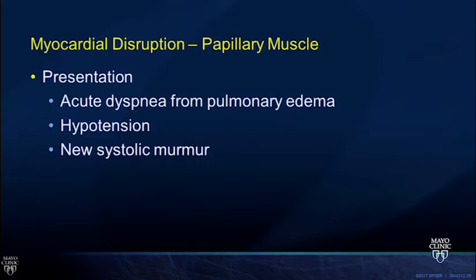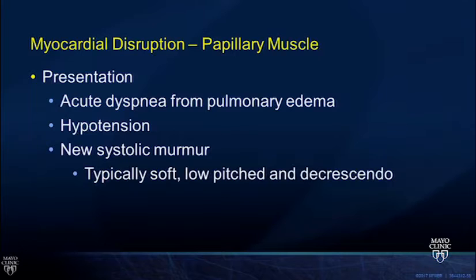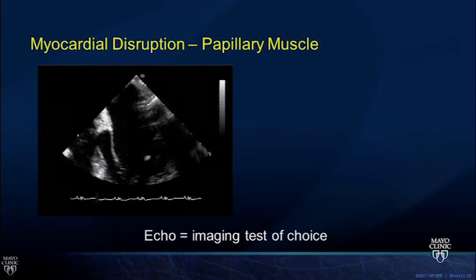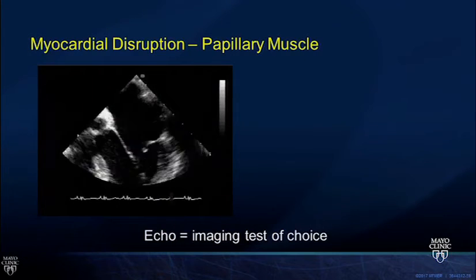These patients present sick. They're acutely dyspneic from their pulmonary edema. They're hypotensive. They may or may not have a new systolic murmur. Sometimes, if there's so much mitral regurgitation, you can have rapid equalization of the LV and LA pressures. It's almost like there's just one chamber, and so you may have a very quiet or even absent murmur in these patients. Here's an example on transesophageal echocardiogram.